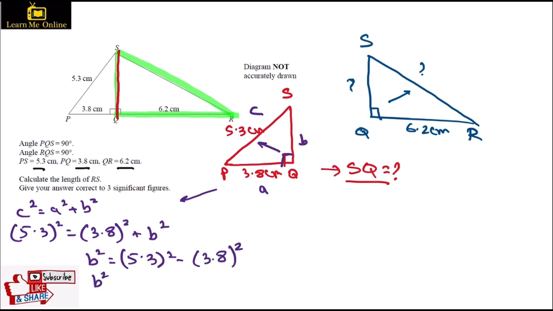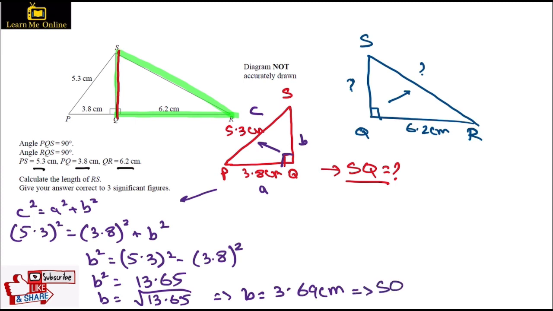So you will get the value of b square to be 13.65. Because we are finding the length b and there's a b square, we do the square root of 13.65, and this would give us the value 3.69 centimeter. So we know the length of SQ, here b represents SQ, so I'm going to write down SQ is 3.69 centimeter.